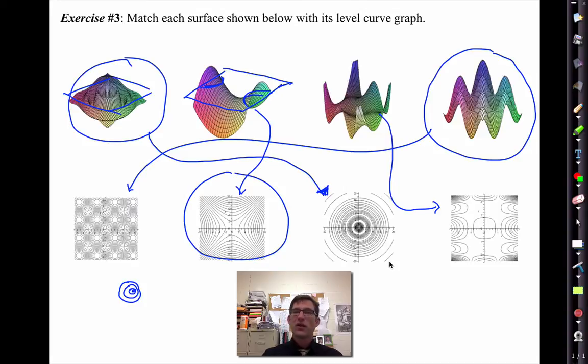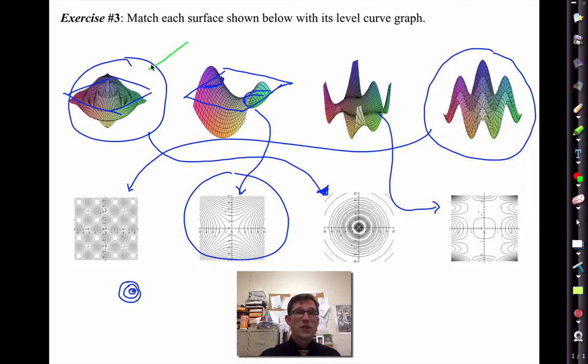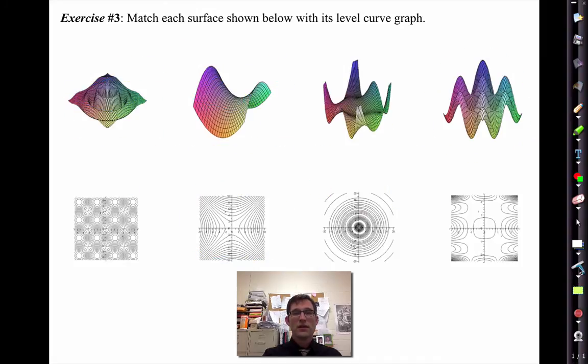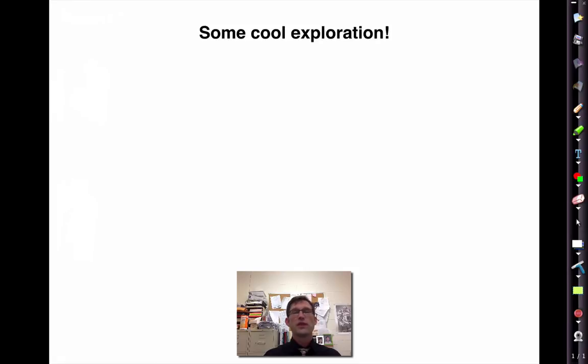I'm going to clear out all of this because I want to show you a couple of these, specifically what we're going to do, because again, I think it's just necessary because it's cool. So we're going to take a look at that one, and we're going to take a look at that one in a second on our grapher. Okay, so I'm going to clear this out. Gone. And moving on. Okay, so some cool exploration.